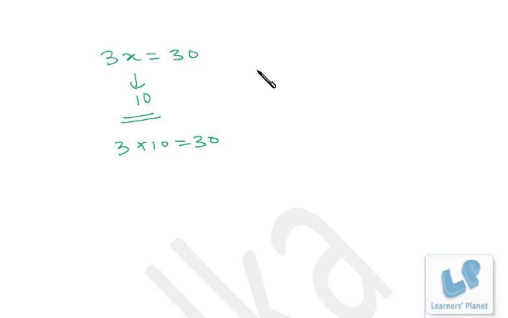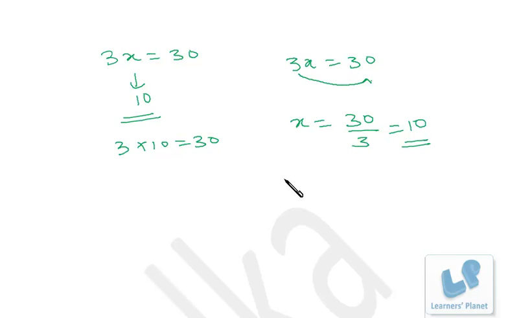Now how do we solve this equation? 3x is 30, right? Now if 3 is multiplied over here, it will be divided on this side. So x is equal to what? 30 by 3. So that is 10.